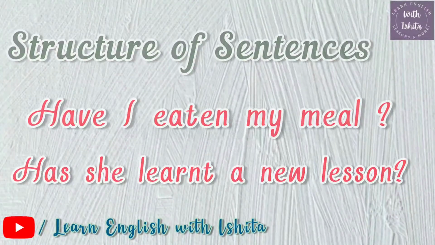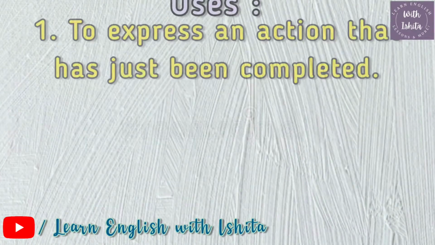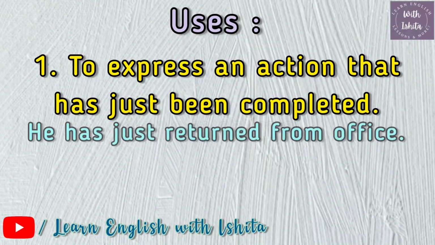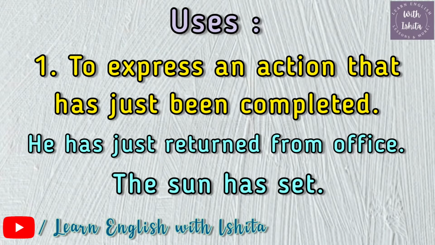Now we're going to discuss the uses of the present perfect tense. Number 1, to express an action that has just been completed. For example, he has just returned from office. Next, the sun has set. Okay.